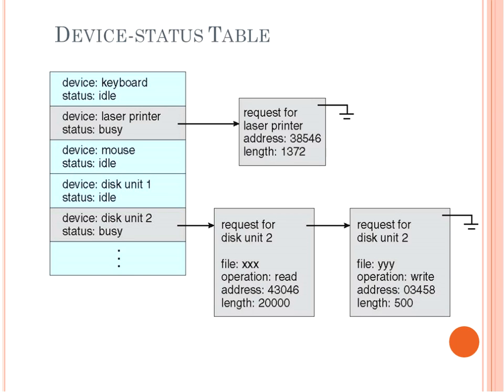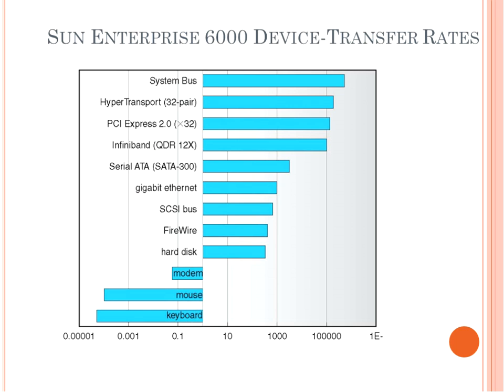Device status table. Very indicative of the addresses. Again, every device has an address. When you have a request, you could see some are idle, some are busy. Who's requesting what? When there's a lot of requests, obviously some requests have to wait. Very similar to any process that's scheduled. Again, some of this should be familiar.